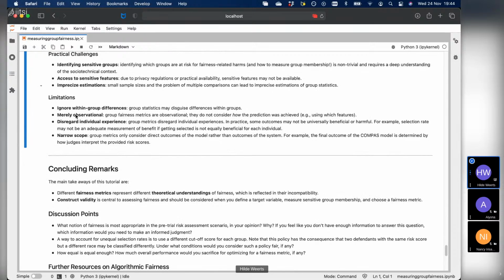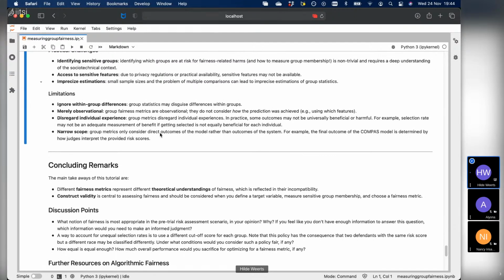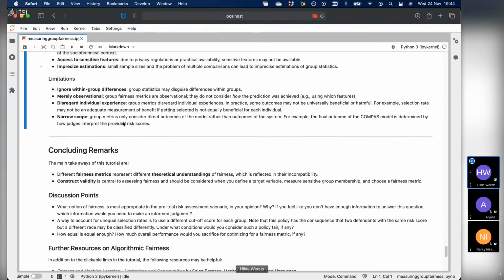It's also just observational, so it doesn't consider at all how the prediction was achieved. We only look at the outcomes, so that might also not give a complete picture of what you're interested in. It also doesn't include at all the individual experience. So we're assuming that a positive is just as positive for person A as it is for person B, even though that might not be the case at all.